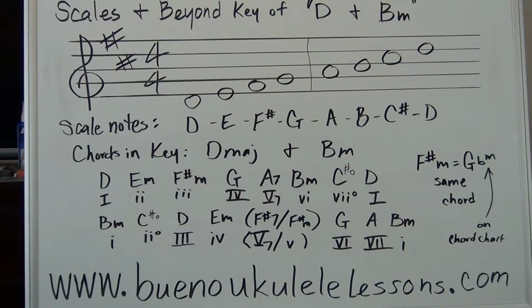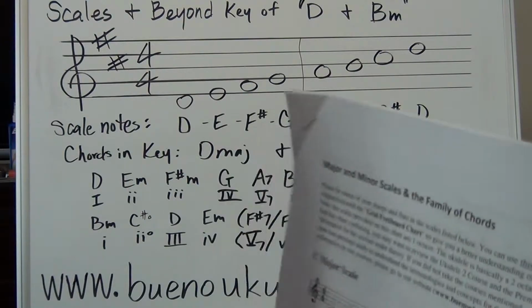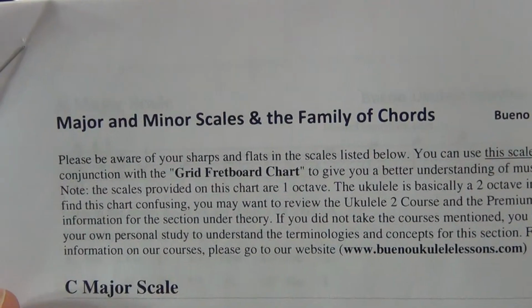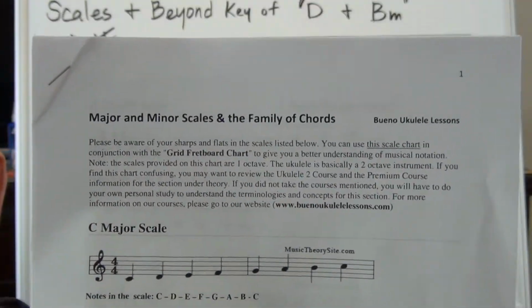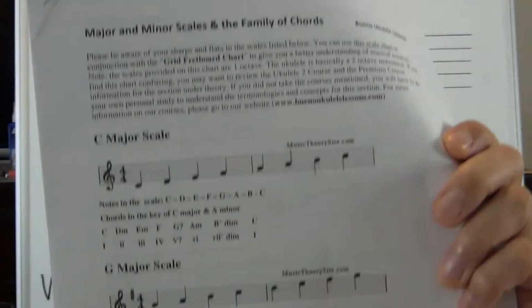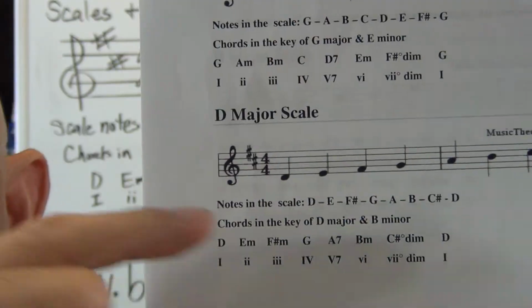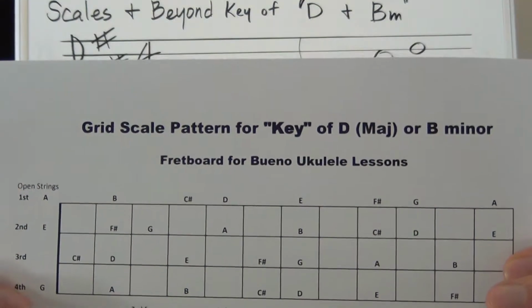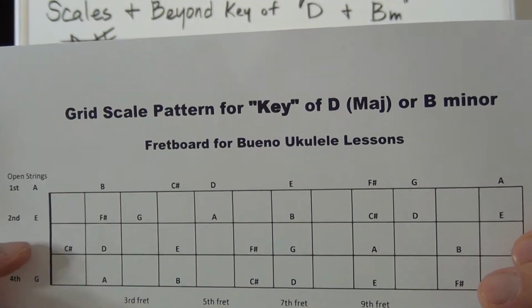You need to get some pieces of paper before we start. What you want to do is go and get your major, minor scales and family of chords. It's a 4-page packet. Hopefully you stapled them together, 4 pages, and it's going to be on the first page at the bottom where it says D major, treble clef, all this information. And the second piece of paper you want to get is your grid scale pattern for key of D major or B minor.